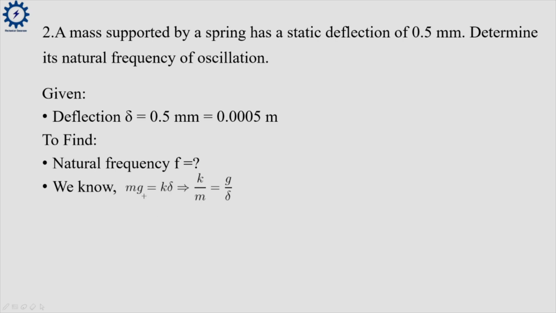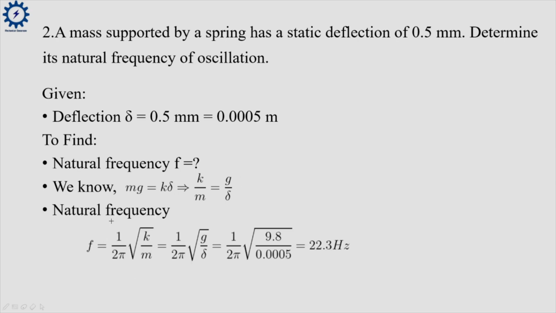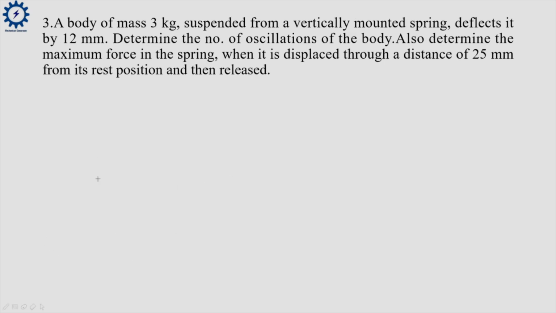We know mg equal to k delta. So we will be getting k by m equal to g by delta. Natural frequency is expressed by this relation, 1 by 2 pi root k by m, but here k by m equal to g by delta. So we can represent natural frequency in terms of g and delta by this relation. Substituting the given value, we will be getting 22.3 Hz as natural frequency.